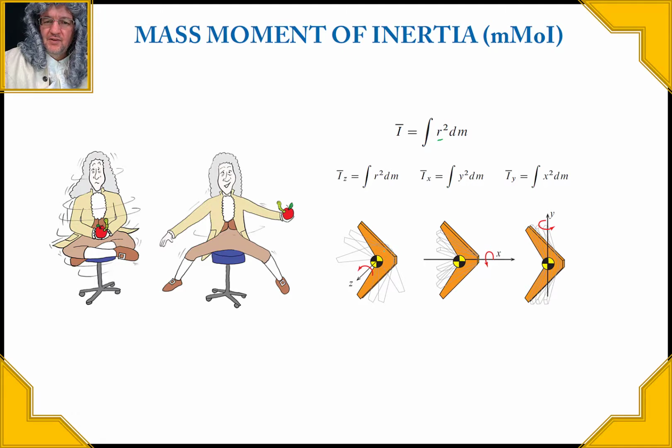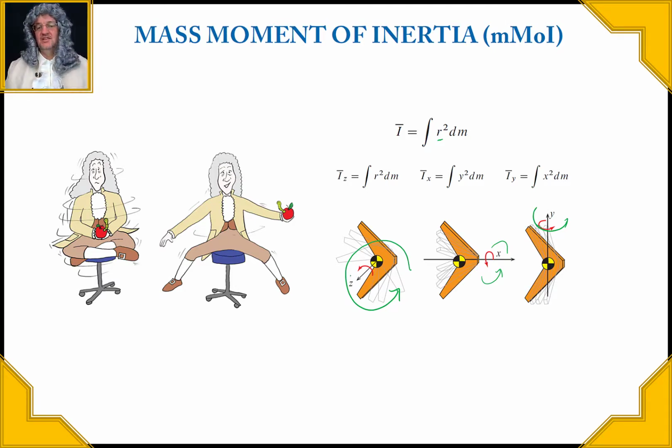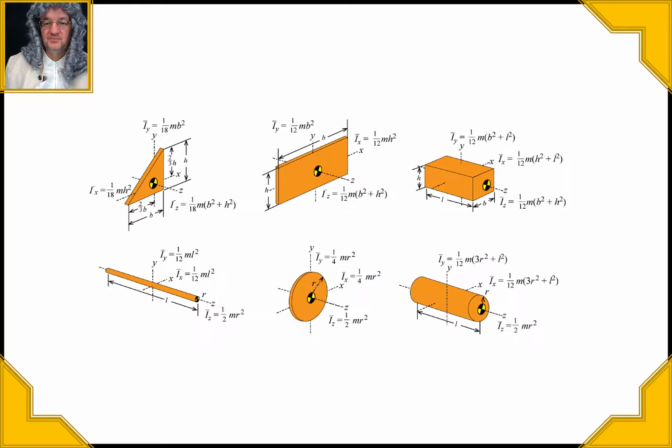So this boomerang right here could be spinning about this axis, but it could also spin about the x. It could also spin about the y, right? So here's how that mass is distributed, and you can try to think about which way it's going to be easiest to spin. For this one, it's probably going to be easiest to spin about the z-axis. Here are some common shapes and the mass moment of inertia about each of these axes.